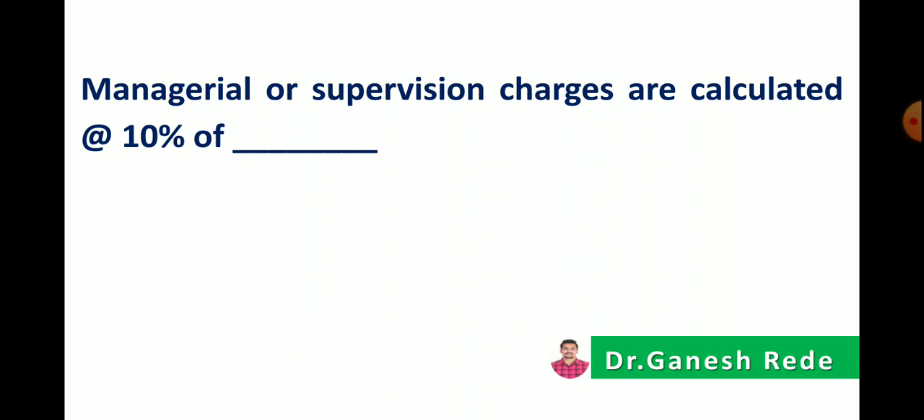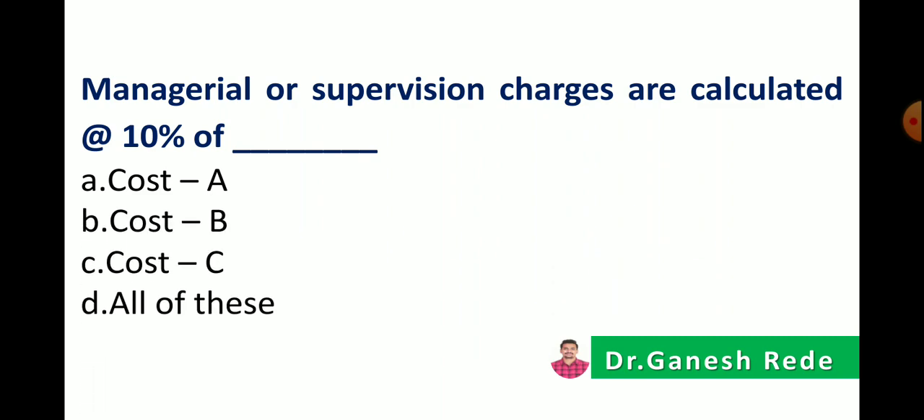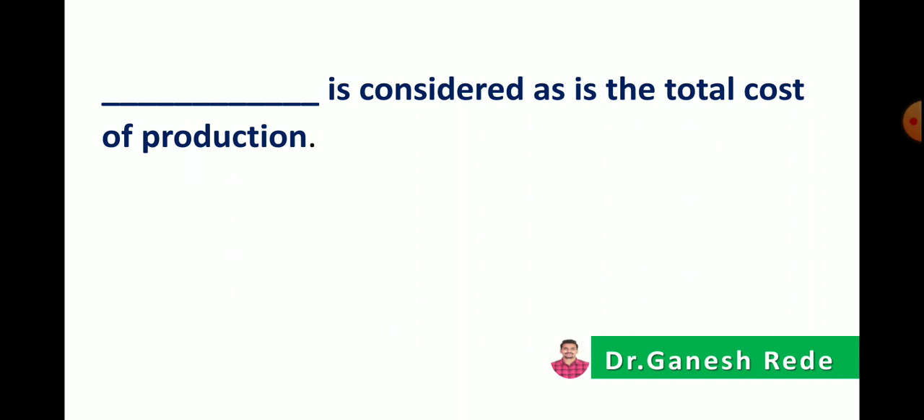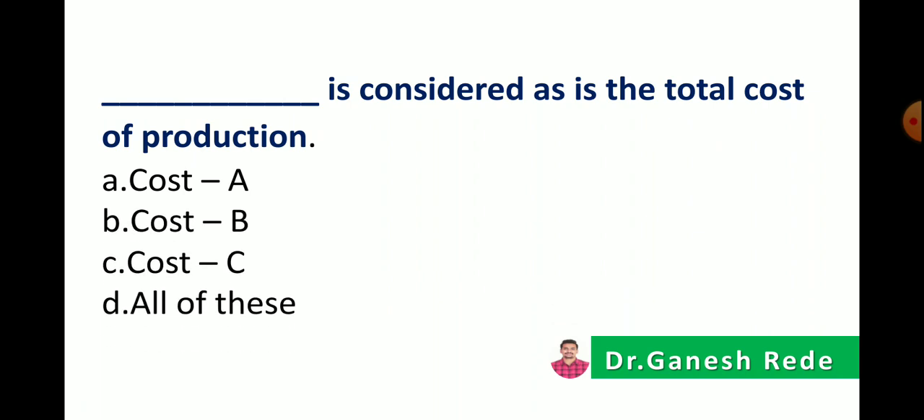Next, managerial or supervision charges are calculated at the rate of 10% of cost A, cost B, cost C, or all of these. The correct answer is that managerial or supervision charges are calculated at the rate of 10% of cost A. The next, dash dash is considered as the total cost of production: cost A, cost B, cost C, or all of these. The correct answer is cost C, which is considered the total cost of production.